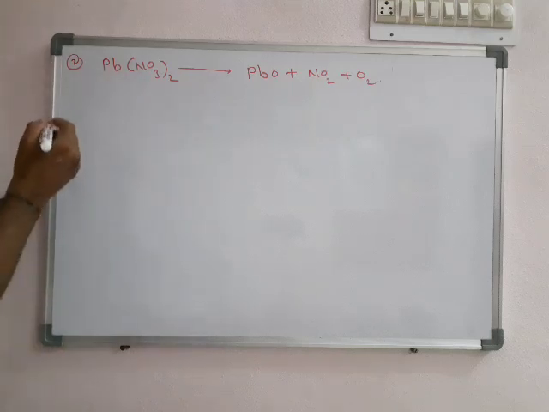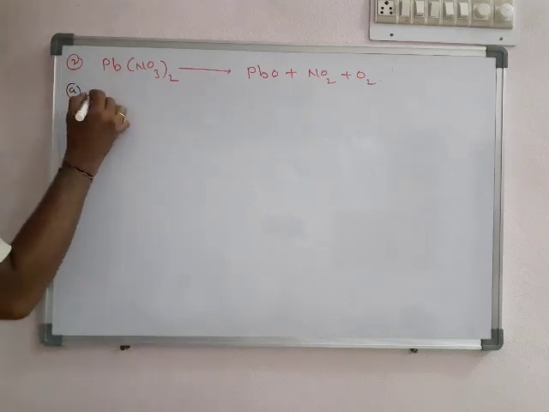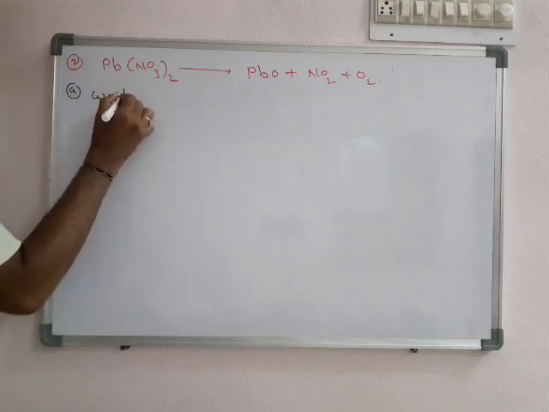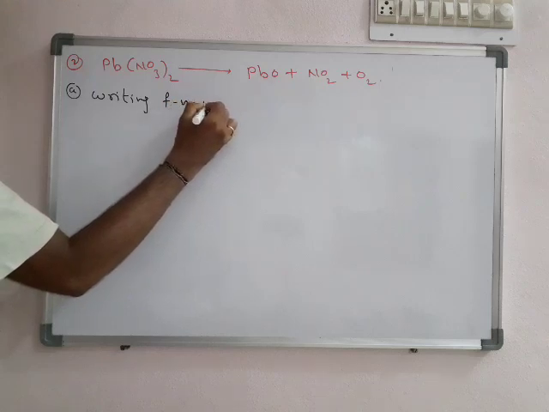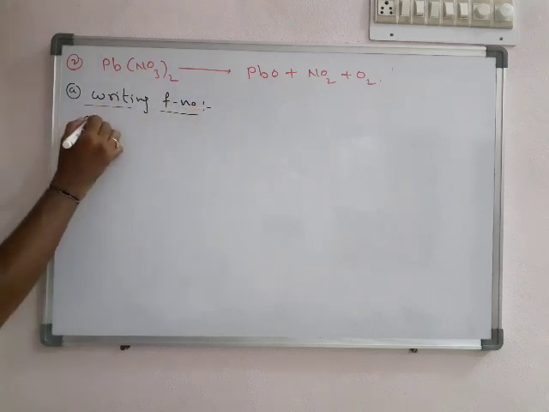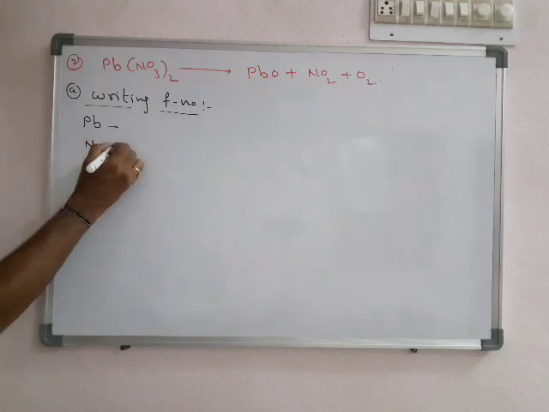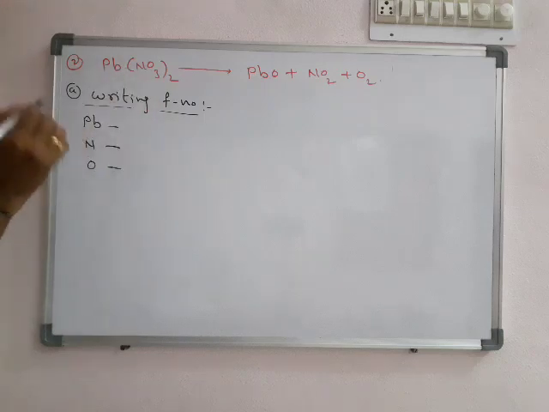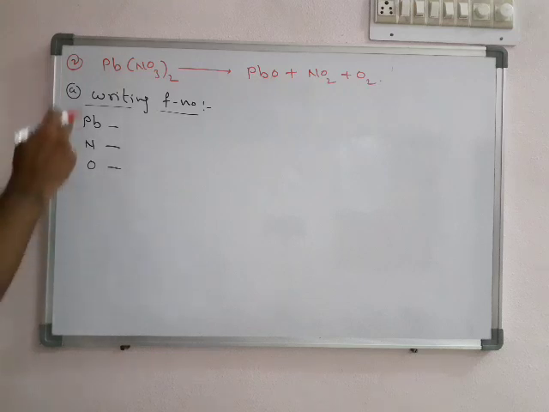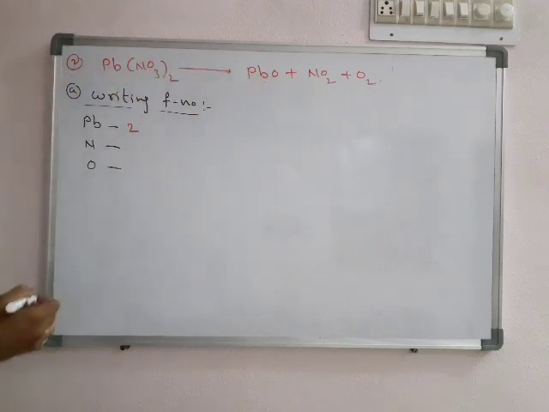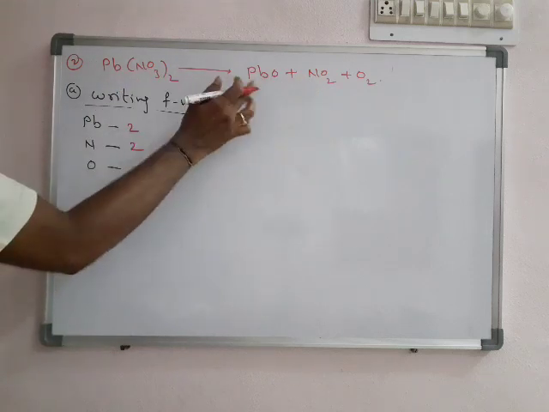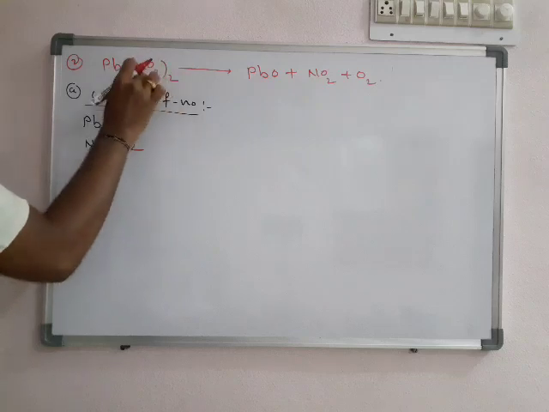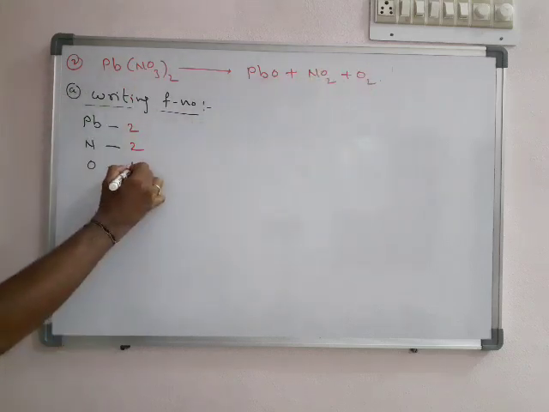First, what is the first step? Writing the frequency number of all elements. What are the elements? Lead, nitrogen, oxygen. Only 3 elements are present, very simple one. So lead, how many places? 2 places. Nitrogen, 2 places. Oxygen, looking 4 times: 1 place, second, third, 4 compounds have oxygen.